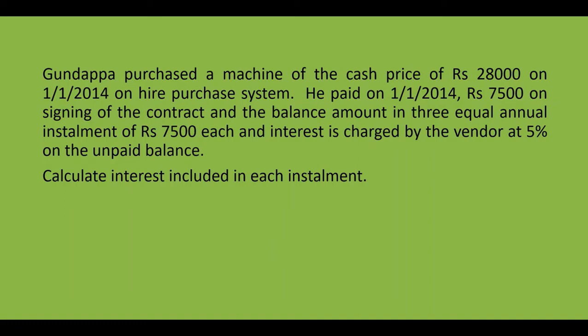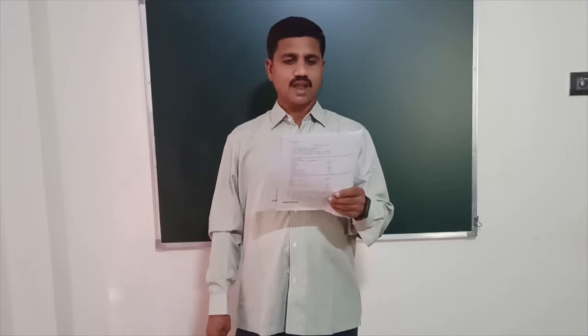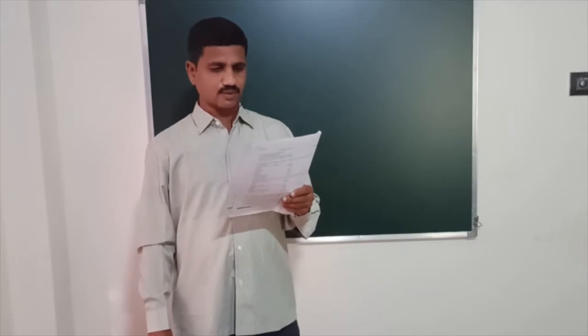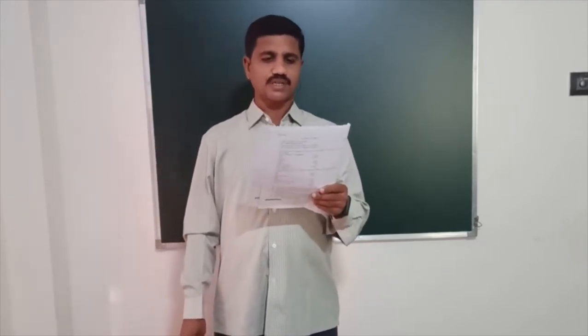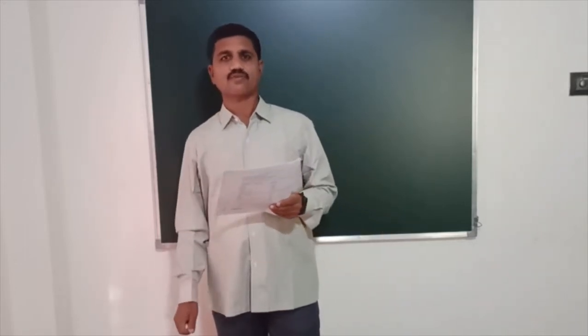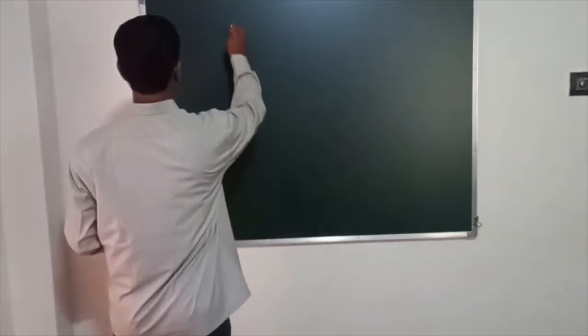Now let me move to the green board. In this problem, we have been given the cash price, the rate of interest, and the initial payment. The cash price is rupees 28,000, and the initial payment, the down payment, is 7,500, and the installment amount is rupees 7,500 each. There are 3 installments, and the vendor charges 5% rate of interest. So it is a case where the cash price and the rate of interest are given in the problem. So now let us go for preparing the hire purchase chart here.